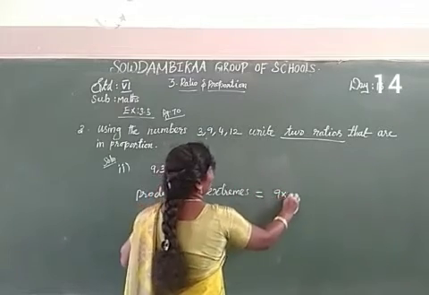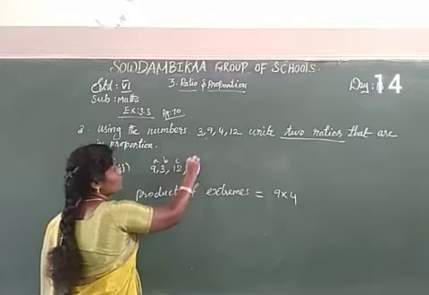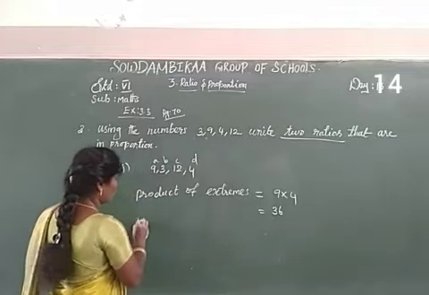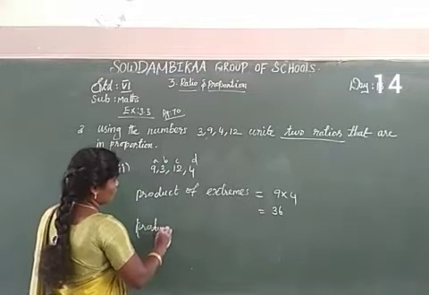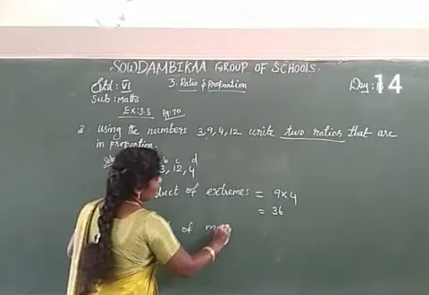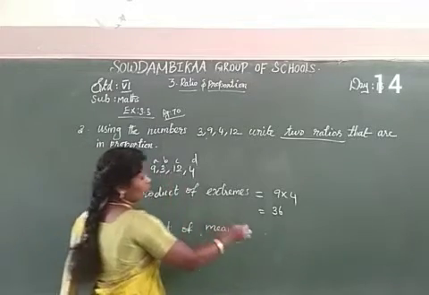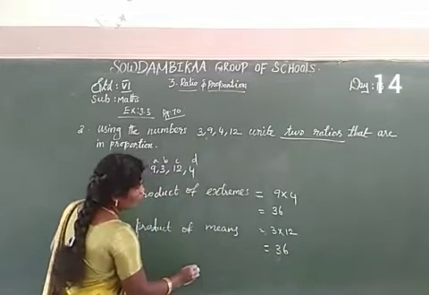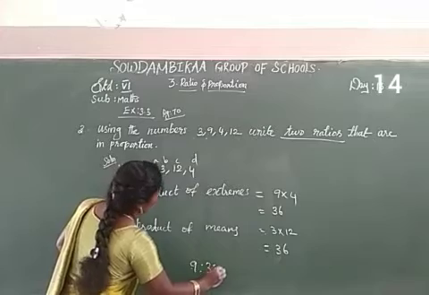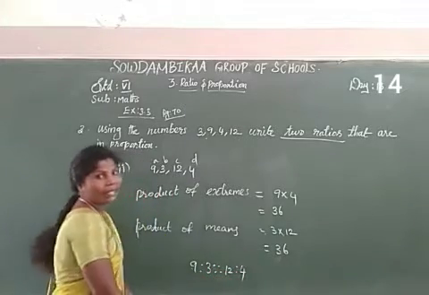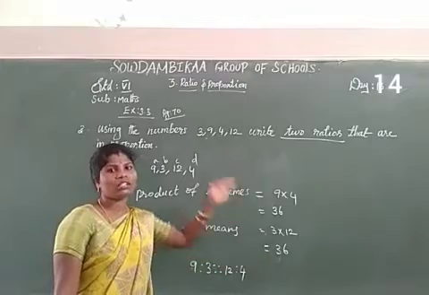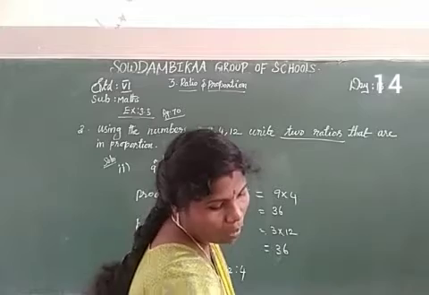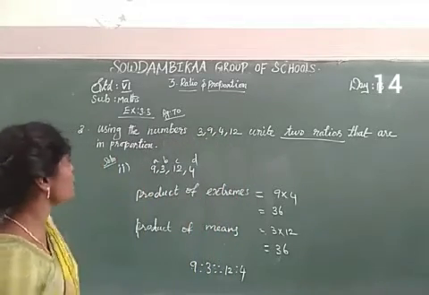9 into 4, now A, B, C, D. 9 4s are 36. Now product of means, 3 12s are 36. Now write the ratio: 9 is to 3 is equal to 12 is to 4. This is another ratio. The question asks for two ratios, and now we have found the two ratios. Next sum.